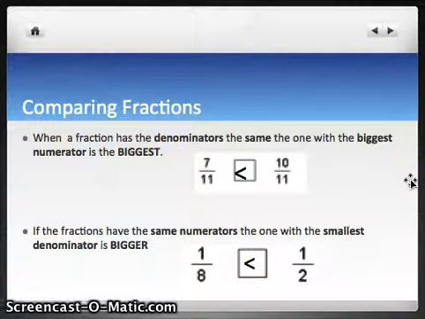Another tip when comparing fractions is, as I said before, when the fractions have the same denominators, the one with the biggest numerator is the biggest. On the other side, if the fractions have the same numerator, the one with the smallest denominator is bigger. So if the numerators are the same, like in this case, 1/8 is less than 1/2, because the smallest denominator is the biggest in this situation.